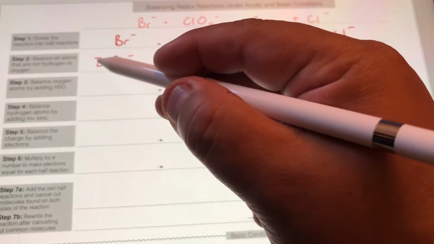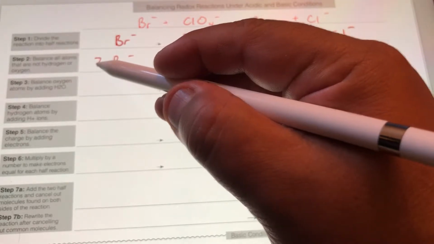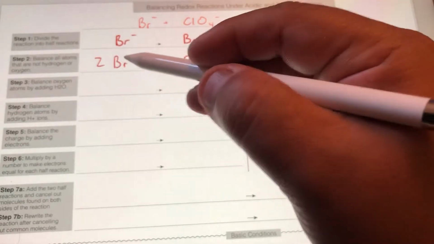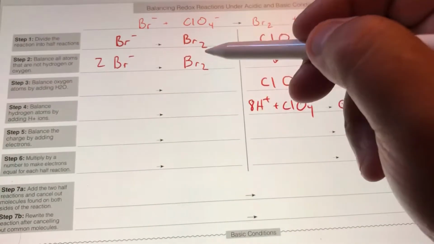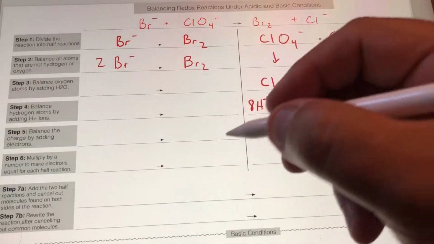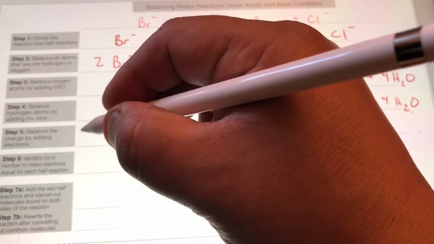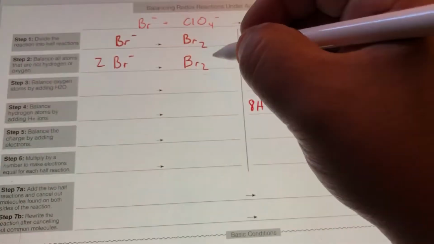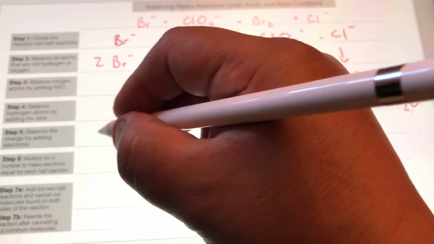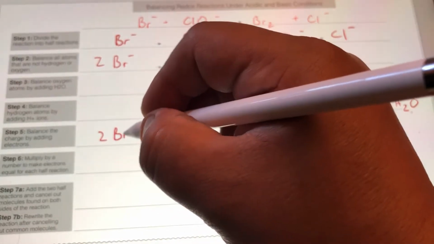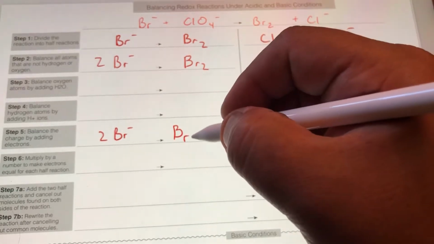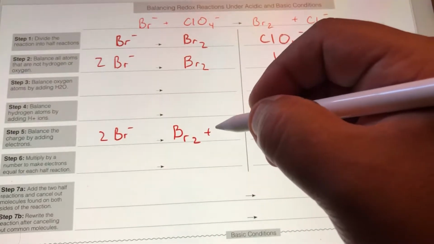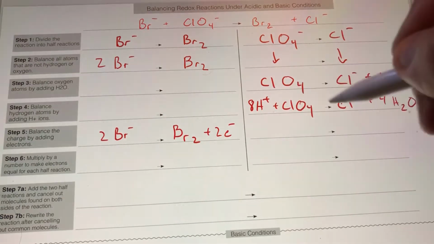So here we see we're losing 2 electrons from these 2 bromines, because these 2 times the negative would be 2 negative, and it's 0 on this side. So then we'll be adding the electrons on the product side. So 2 bromines plus 2 electrons.